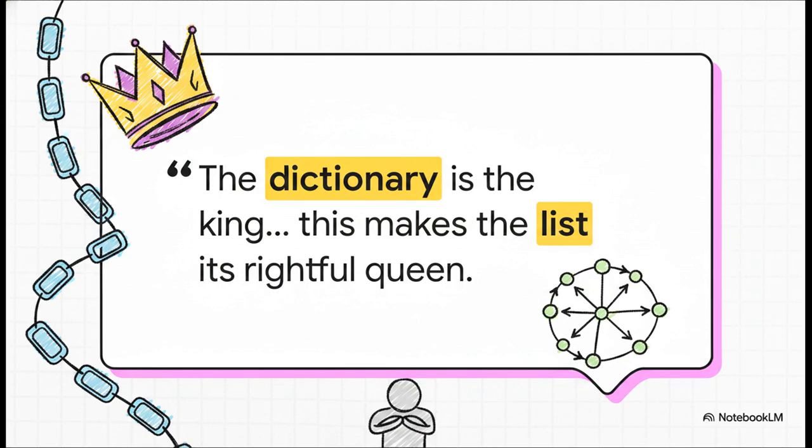Romano uses this brilliant metaphor, and it hits the nail on the head. The dictionary is the king of data structures in Python. I guess this makes the list its rightful queen. Let's start by paying our respects to the queen.